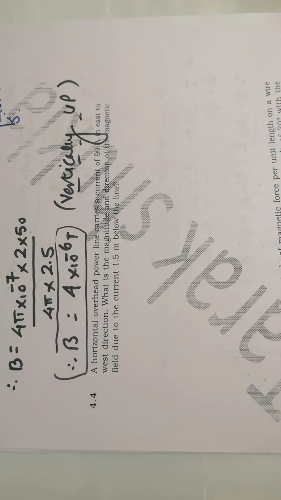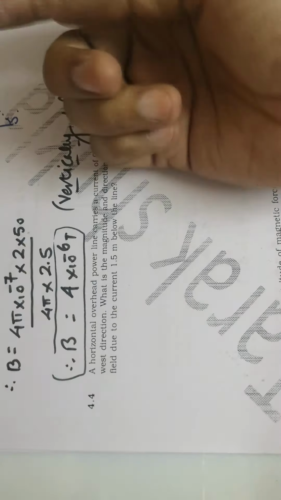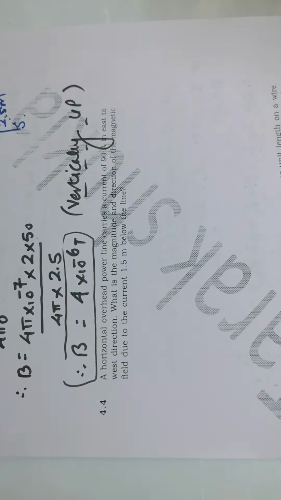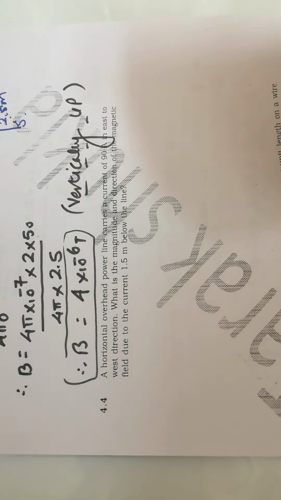So such is the condition. You can also apply such a condition. Let's say this is my thumb, and these are the magnetic field directions. So this is vertically upward because my fingers are going upward. So vertically up would be the direction.